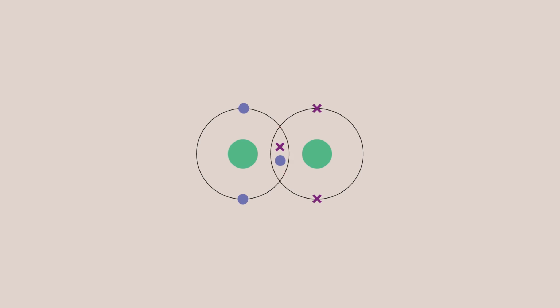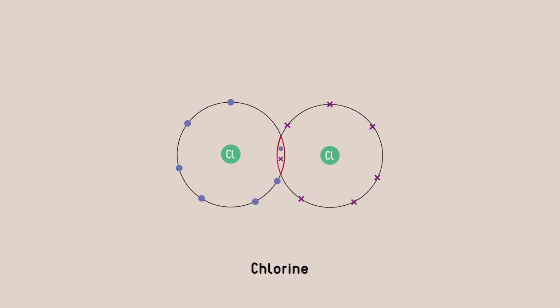Using dot and cross diagrams, we can show that one of the shared electrons comes from each atom. This example shows the bonding in a chlorine molecule. Notice that only the valence electrons have been shown. If we label the nucleus as Cl, we don't need to draw out all the rest. Chlorine can't steal an electron from another chlorine because they are both pulling on the electrons just as hard.